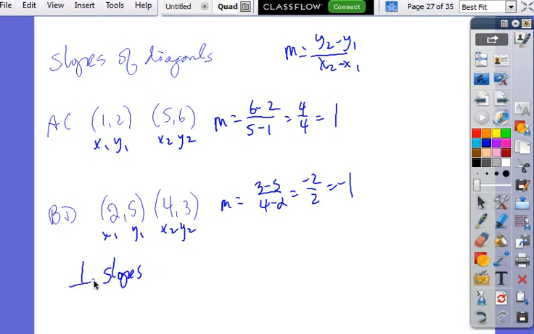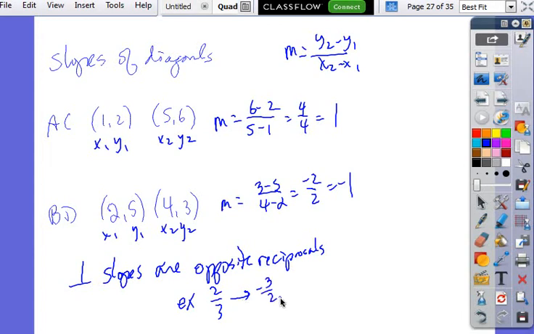Perpendicular slopes, we said this the other day, opposite reciprocals. So, for example, if I had 2 over 3, what would the perpendicular slope be to that? Negative 3 over 2. Swap the sign, flip the numbers.